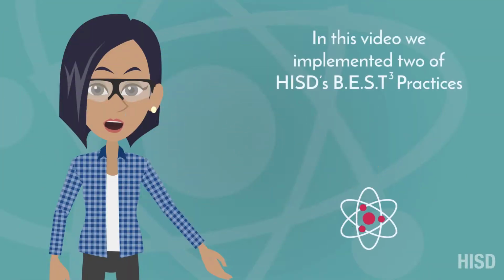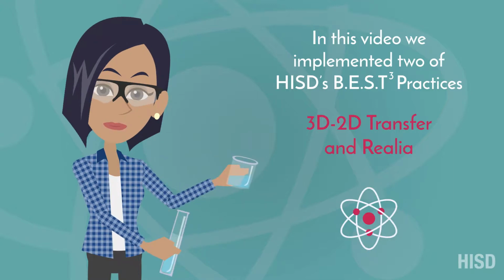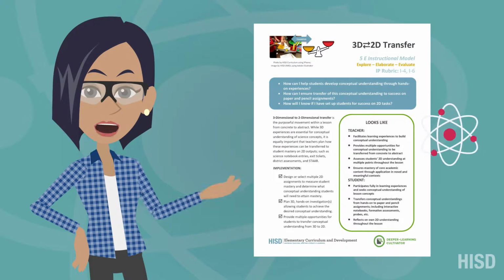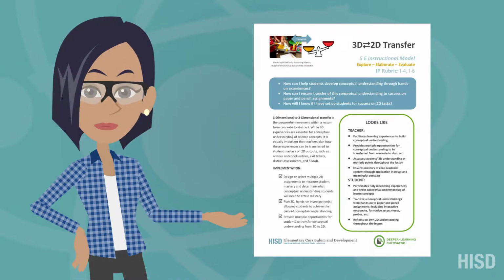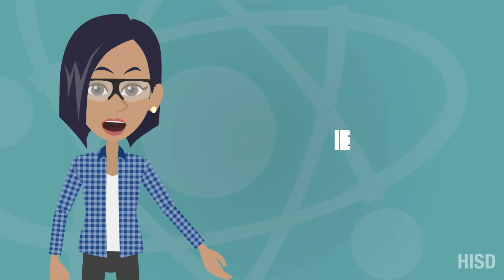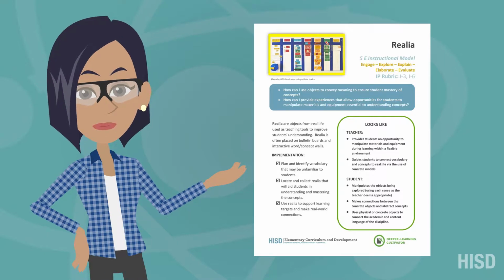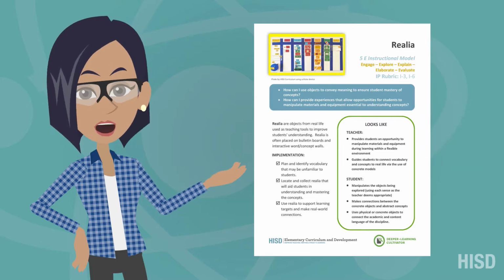In this video, we implemented two of HISD's best 3 practices, 3D to 2D transfer and Realia, in a lesson that centered around solubility of substances in water. We showed how students could manipulate concrete 3D materials and connected vocabulary and concepts to the real-life models to learn that a solution is a type of mixture in which one substance dissolves into another. We learned that teachers should locate and collect realia that will aid students in understanding and mastering the concepts around which physical properties changed or remain the same when a solid is dissolved into a liquid.